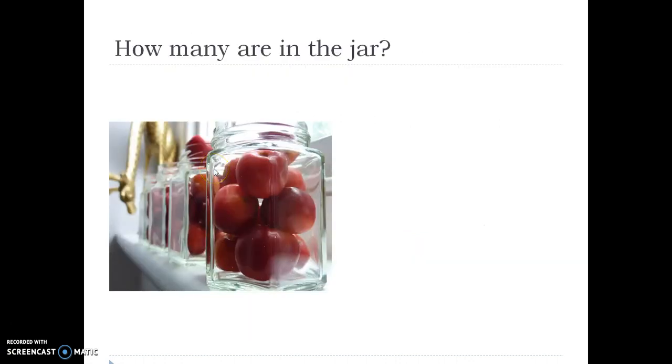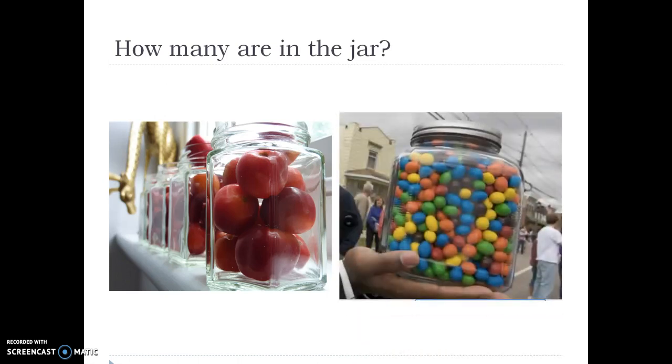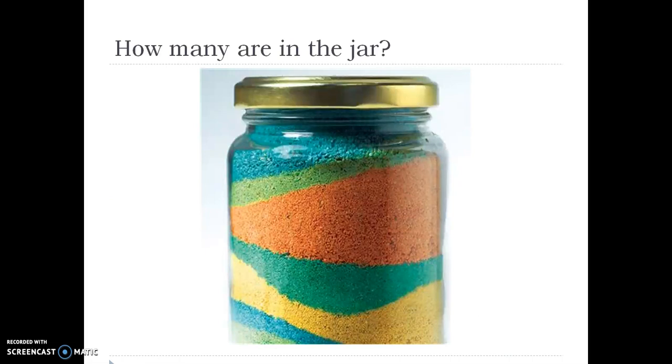So, how many are in the jar? Well, if I look at that jar, it looks like it's about half a dozen. How many M&Ms are in this jar? Well, it looks like maybe 200-ish, okay? How many sand particles are in that jar? Oh my gosh, I can't even count them. I would probably use 1 billion, or maybe use a prefix in order to help me out there.